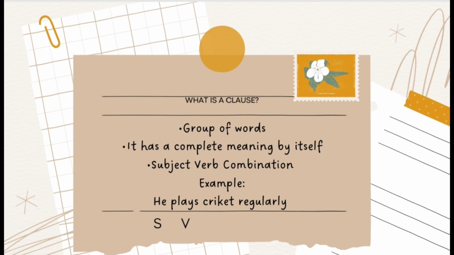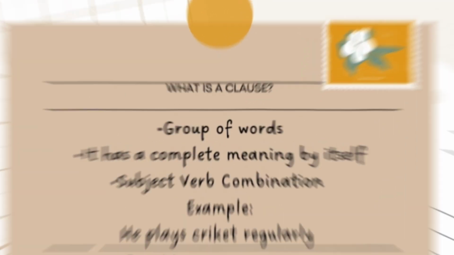Now, is this a clause? For that, we will check whether it satisfies all the three conditions that we just discussed. Is it a group of words? Well, yes it is. Here, he is the subject and plays is the verb. So it has a subject-verb combination. In the whole sentence, he plays cricket regularly makes complete meaning by itself. Hence, we can say it is a clause.